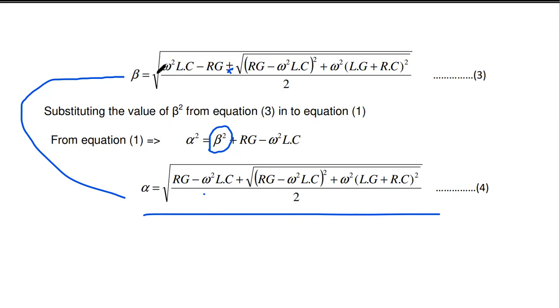So using this value of alpha and beta, we will discuss the next topic, the waveform distortion. Okay, what are the distortions available in our transmission line and how to eliminate them, we will see in the next video.